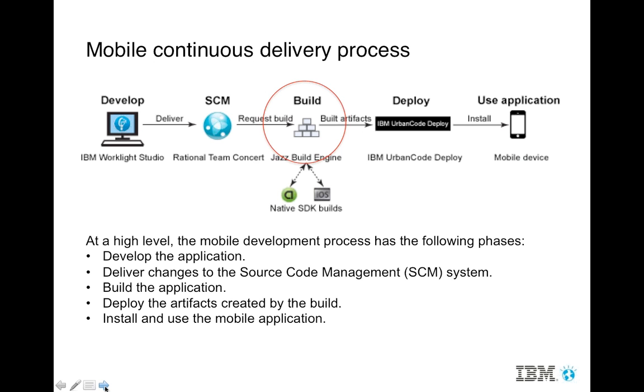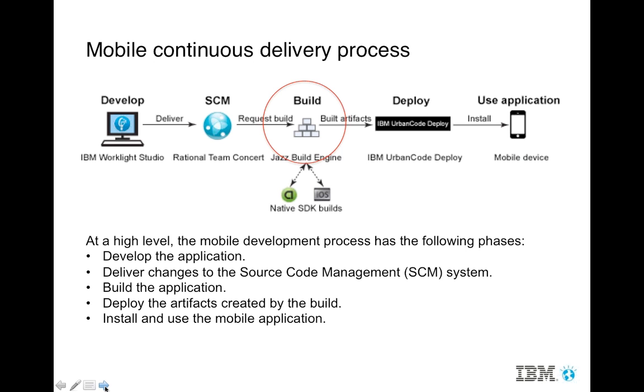We've talked a bit about development. We're talking about how we are now starting to flesh out a continuous integration build based on a source code management system such as Rational Team Concert. So we'll talk about the build just now and then move on to the deployment and give an example through the Urban Code technology as well before we get to the mobile device. So at a high level, the mobile development process is develop the application, obviously, but deliver those changes to the source code management system, and that'll be triggering a build of the application, and then we're able to deploy those.